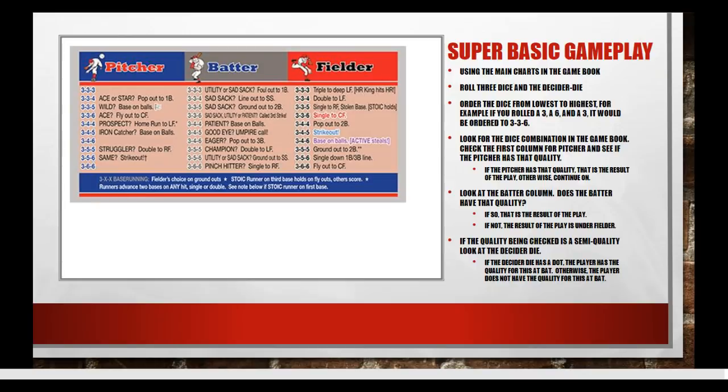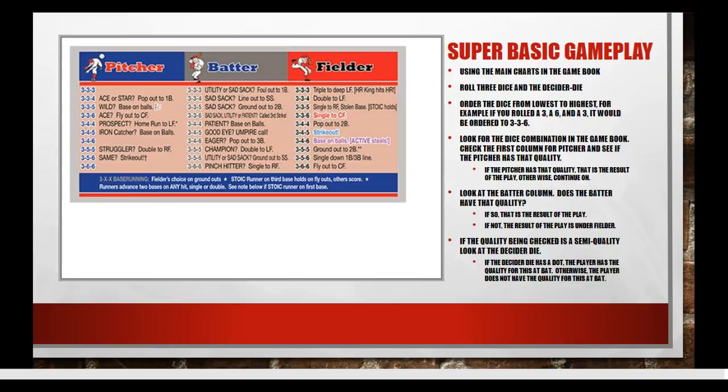However, let's say in this example Corey Kluber ended up rolling a blank on the decider die, then they're going to move on to the next check. So now we're going to check the batter card. In this example, we're going to see, is the batter a sad sack, utility, or patient? If this batter has any of those 3 qualities, it's going to be a third strike, and it's going to be a strikeout. And it'll be a strikeout looking in this example.